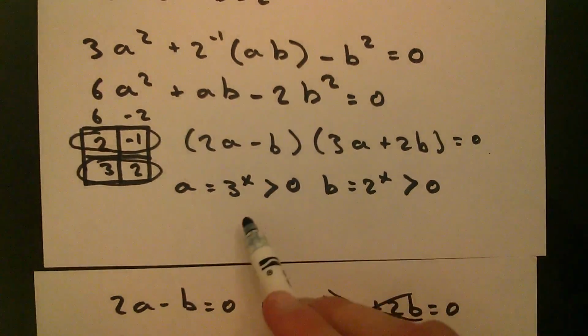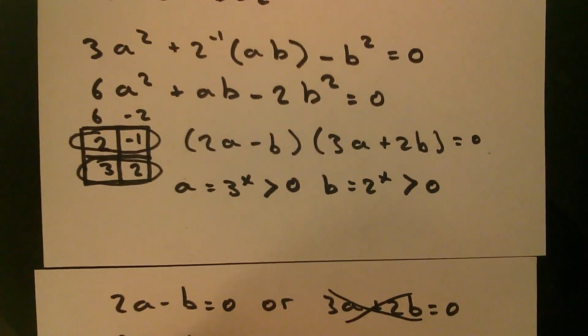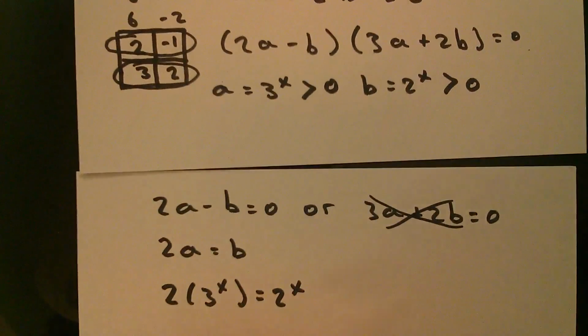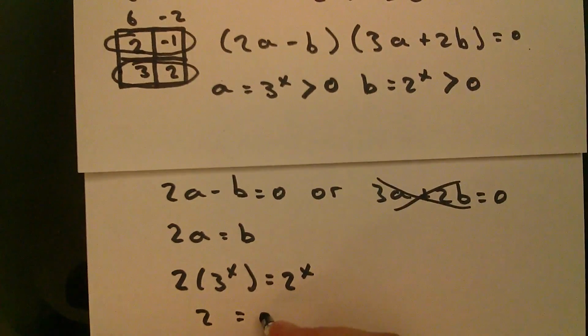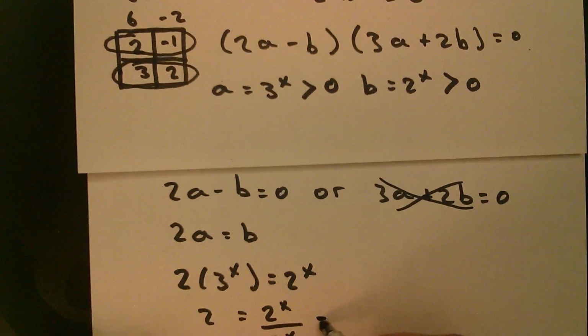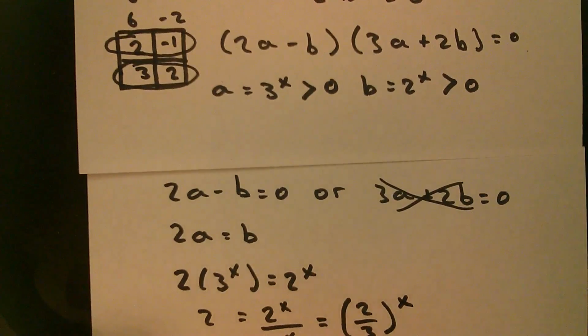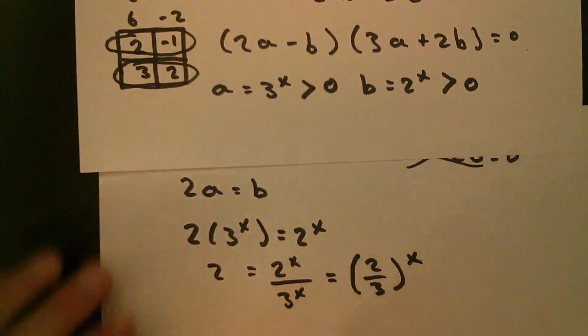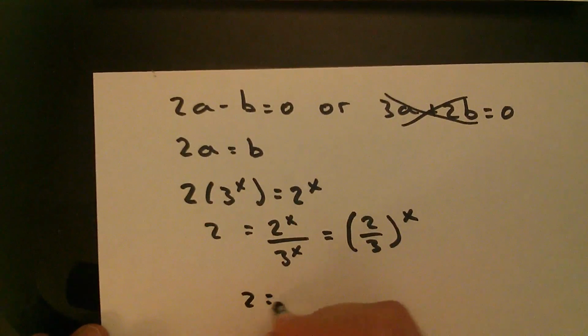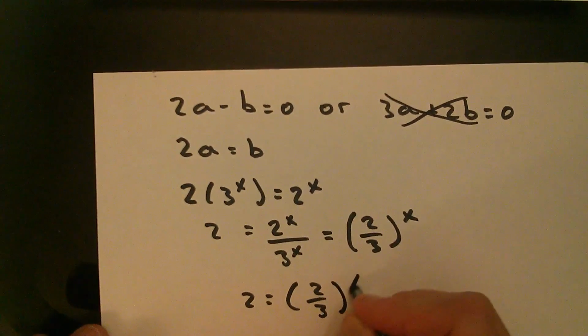And now we'll just plug back in our a and b. So a is 3 to the power of x, so 2 times 3 to the power of x equals b, which is 2 to the power of x. Now I'm just going to divide both sides by 3 to the power of x to get 2 equals 2 to the power of x over 3 to the power of x. And using exponent properties, I can just say this is 2 over 3 to the power of x. And now, here, I'll just make this neat for you. So 2 equals 2 over 3 to the power of x.